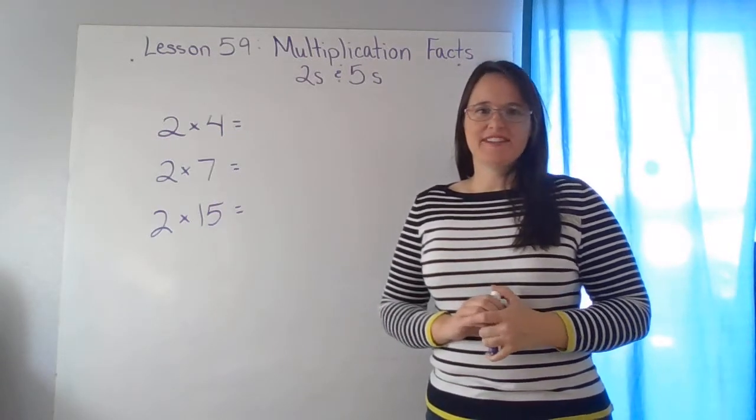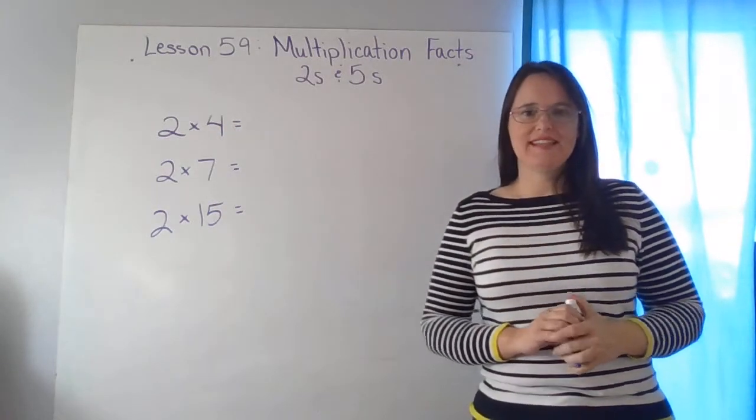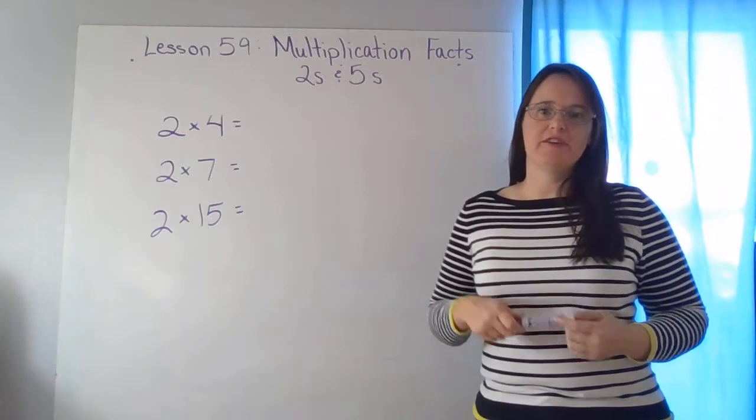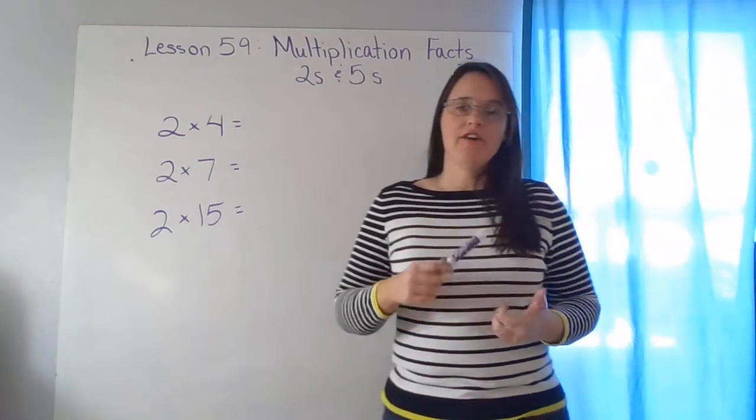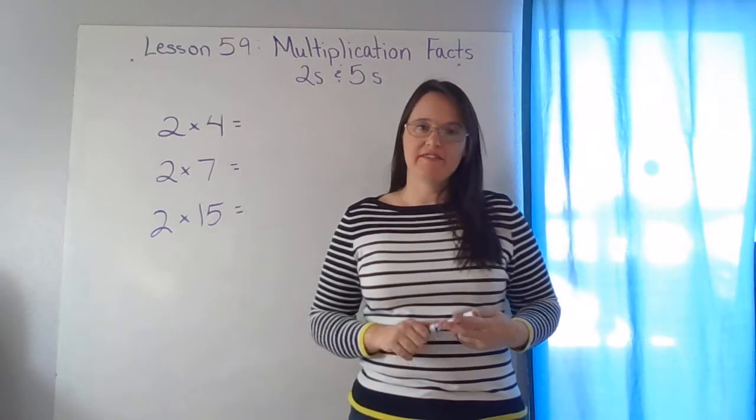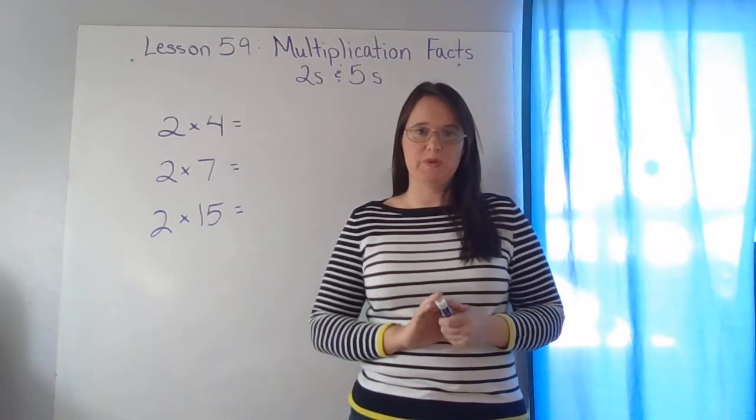Hi class, today we are in Saxon Math Book 3, Lesson 59, and we're going to talk about your multiplication facts for 2s and 5s. So first we're going to look at the 2s.